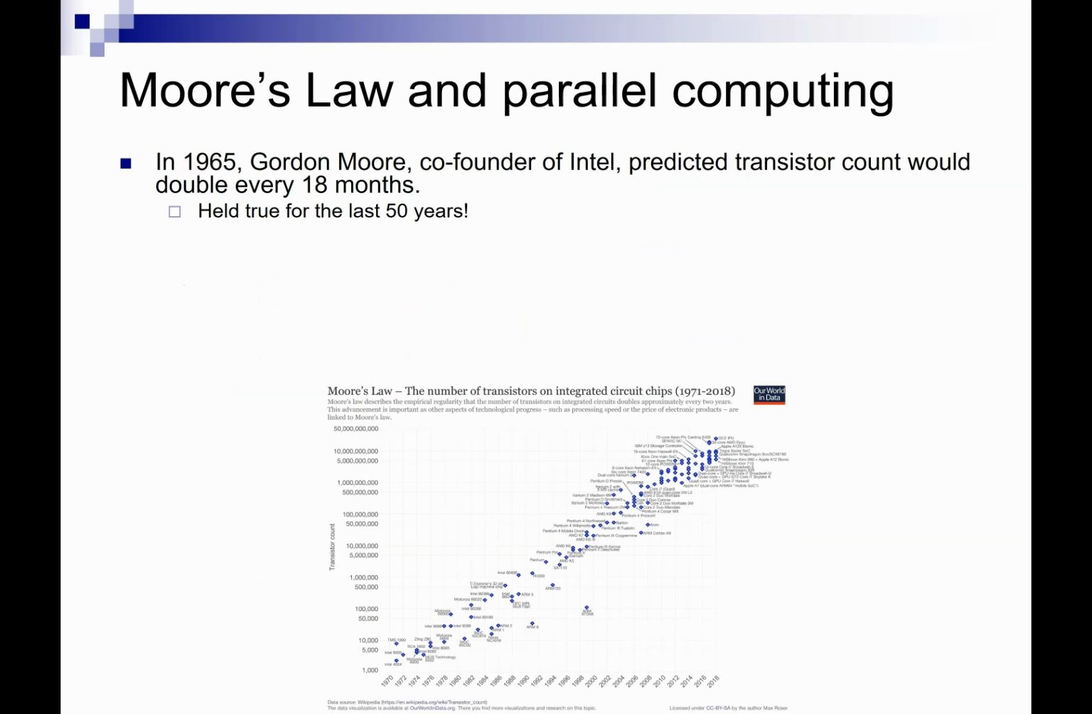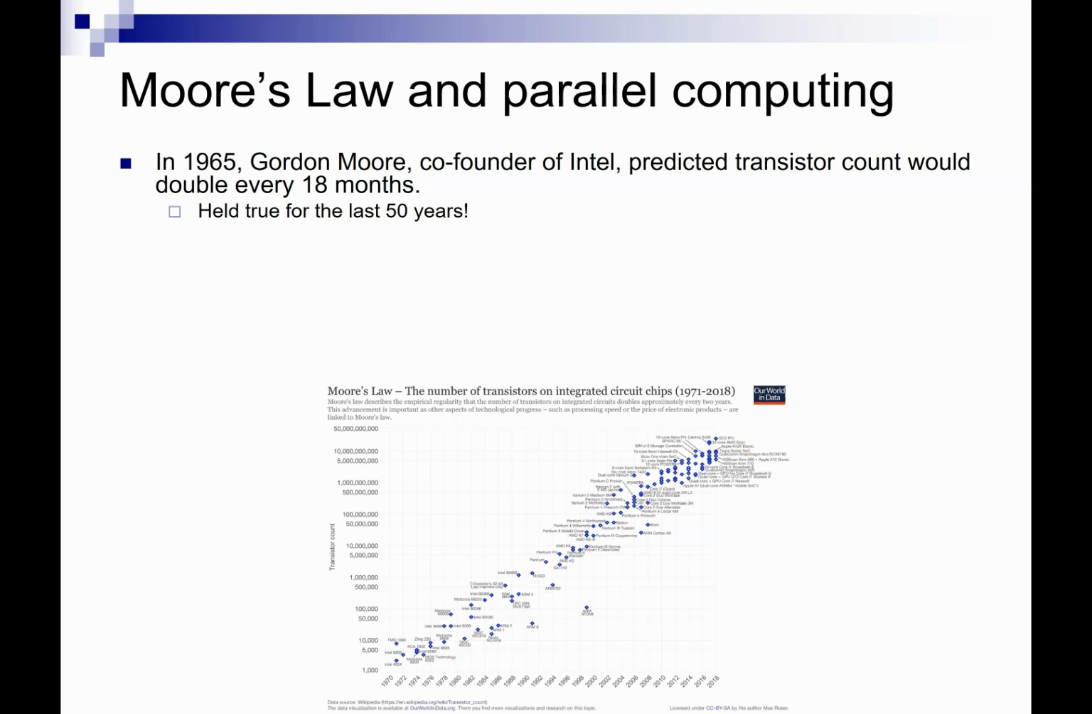I'm sure you've all heard of Moore's law. Just to recap, back about 50 years ago, in 1965, Gordon Moore, who was the co-founder of Intel, predicted that the number of transistors that we could put onto a processor would double every 18 months. And remarkably, this prediction has basically held true for the last 50 years. On the graph at the bottom we see the number of transistors on different processors over time, and it has basically followed the exponential growth pattern that Moore predicted over 50 years ago.